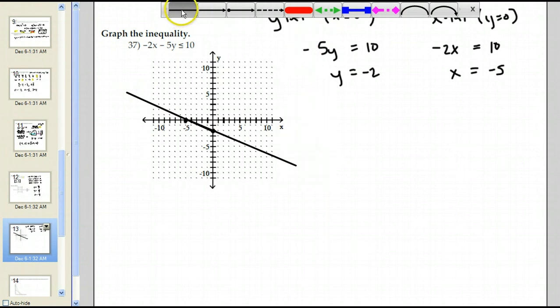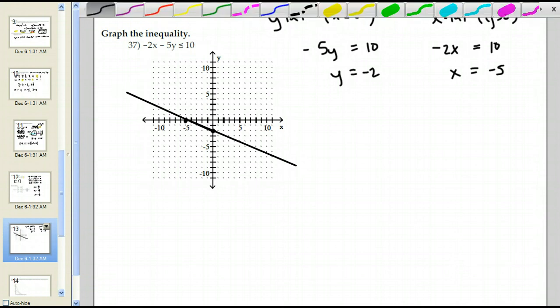Now, when we shade this, we have to determine which side we shade. The way I do it is pick the origin. There's the origin.